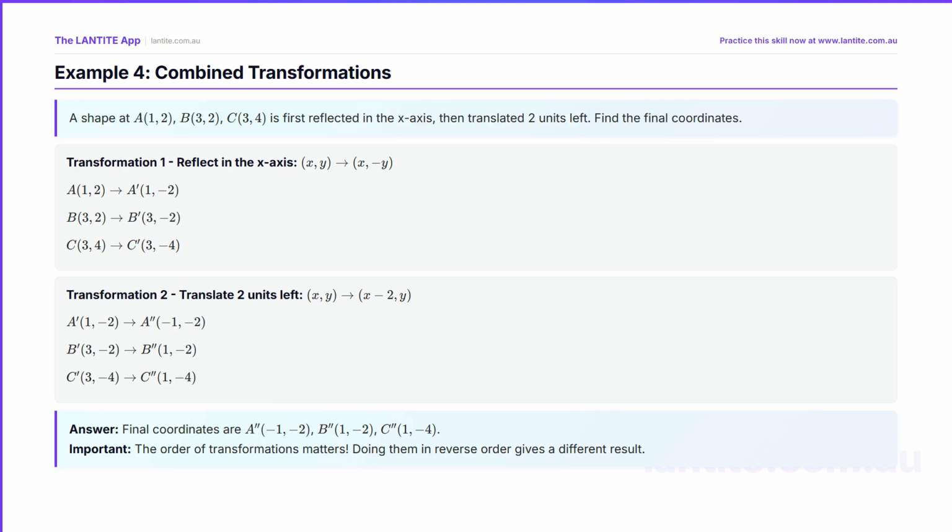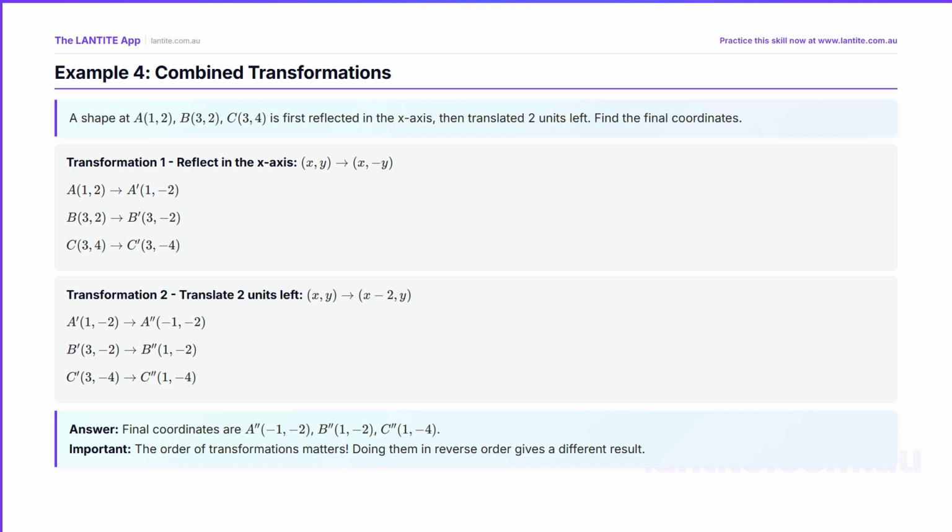Now let's tackle a combined transformation. A shape with vertices A at 1, 2, B at 3, 2, and C at 3, 4 is first reflected in the x-axis, then translated 2 units left. We apply each transformation in order. First, reflect in the x-axis. The rule is (x, y) goes to (x, -y). So, A becomes (1, -2), B becomes (3, -2), and C becomes (3, -4).